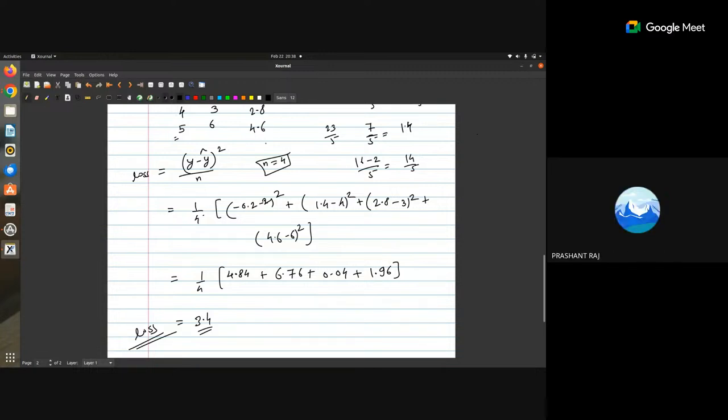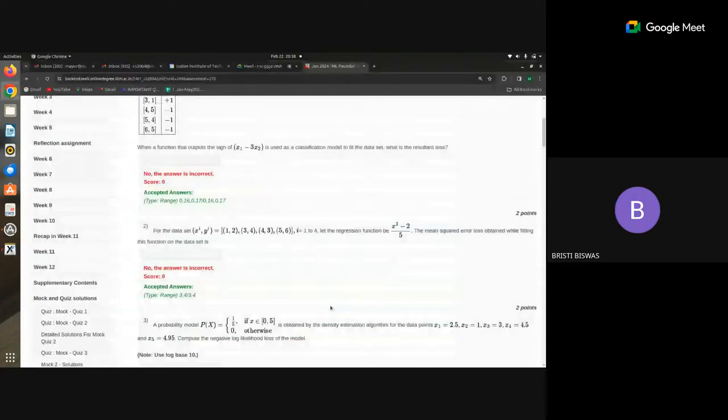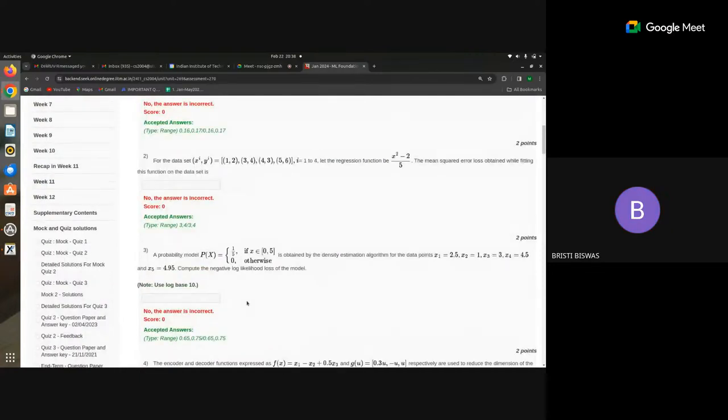Sir, in the mock questions, the values were not given, like up to which decimal place we have to take the loss. In quizzes, it will be written there, right? For how many decimals you have tried? Yes, in the mock it was not given. So that's okay. Fine.